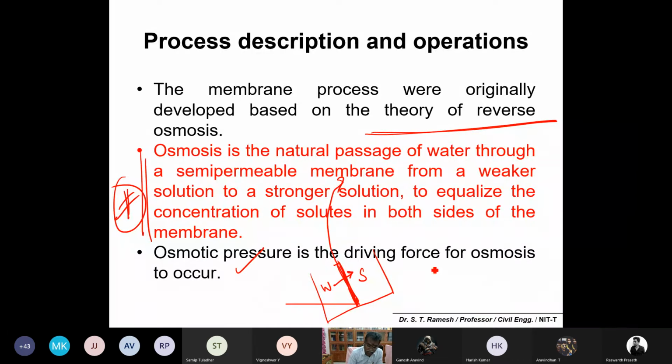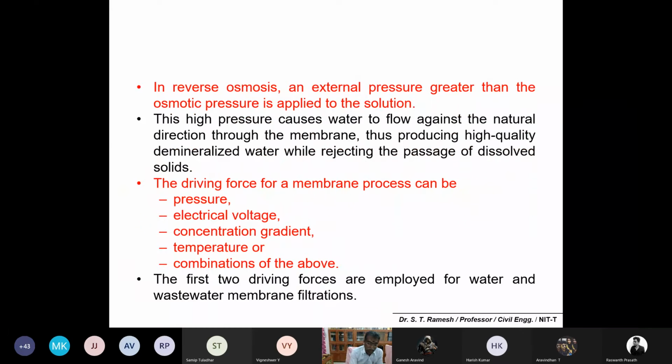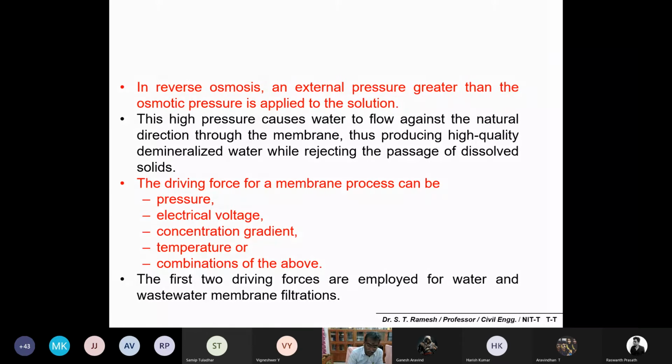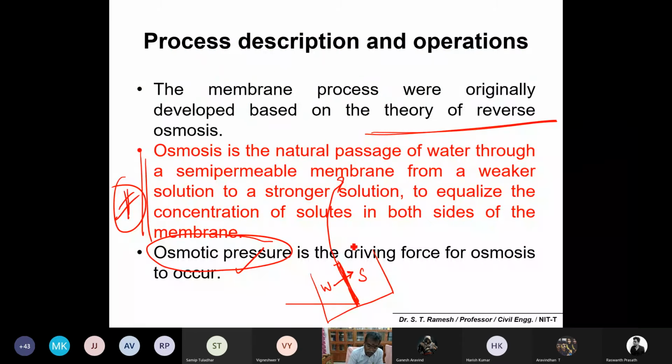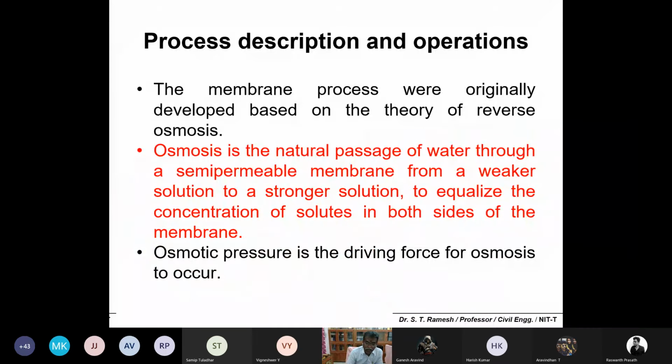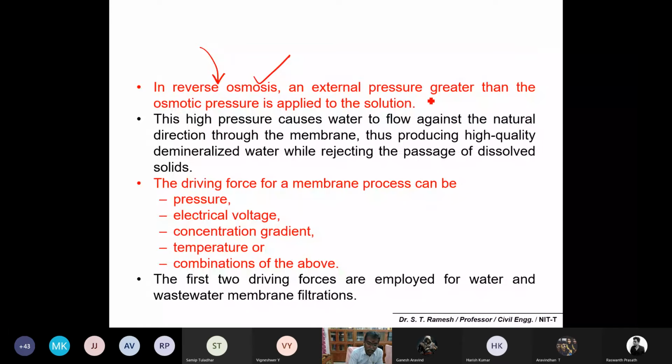So osmotic pressure is the driving force for osmosis to occur. Please make a note on that. But in the term reverse osmosis, you reverse this action. So what do you do now? You just apply external pressure greater than the osmotic pressure to a solution. Thereby the high pressure causes the water to flow against the natural direction through the membrane, thus producing higher quality demineralized water while rejecting the passage of dissolved solids. Please make a note on that.